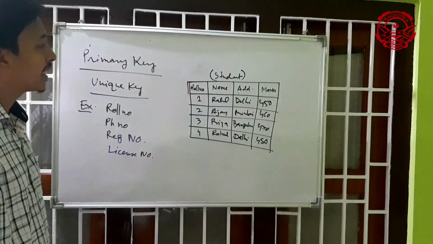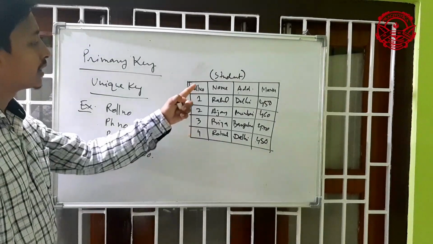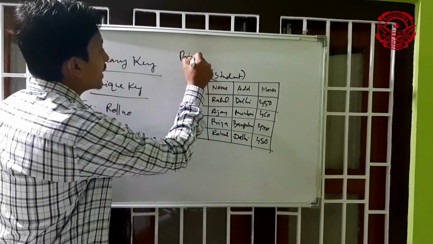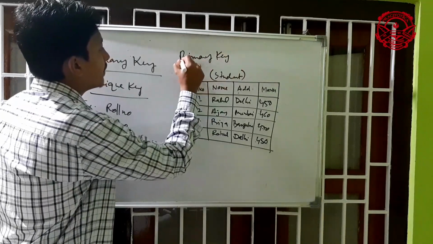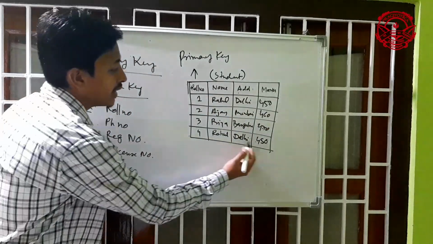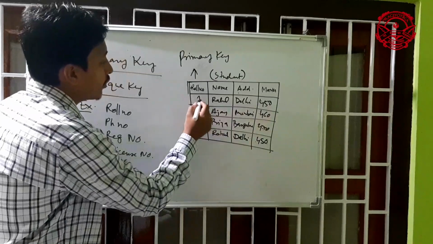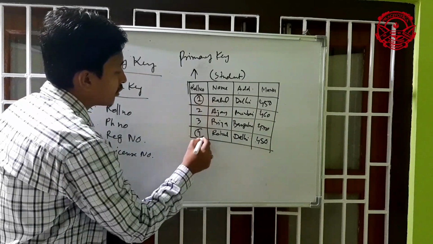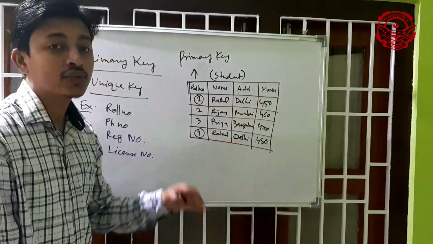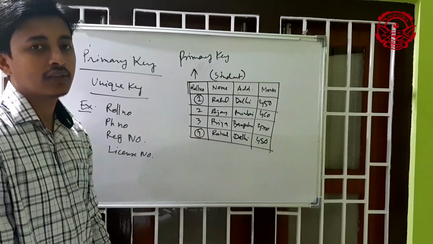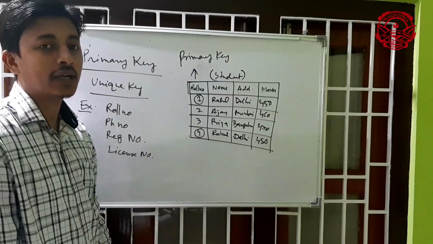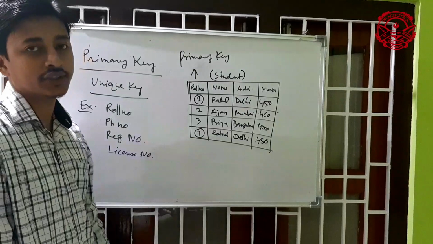These are examples of primary keys, meaning these values are always unique. In the table you can see the roll number is a unique key. So roll number is a primary key because it identifies each record uniquely. Here you can see Rahul, Delhi, 450, the same, but the roll number is different. His roll number is 1 and the other is 4. In this way we can identify that these are two different students. That's why the primary key is very important in every table.